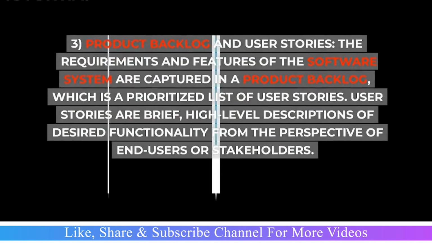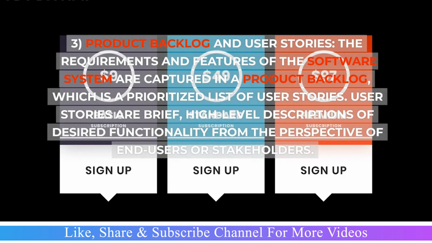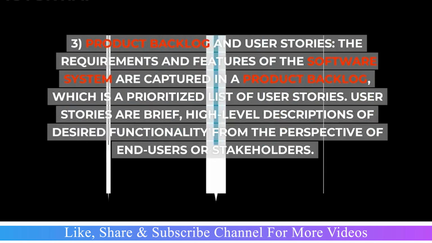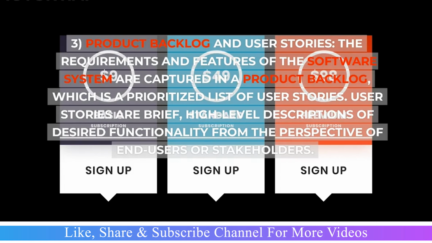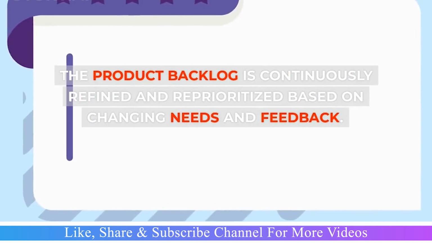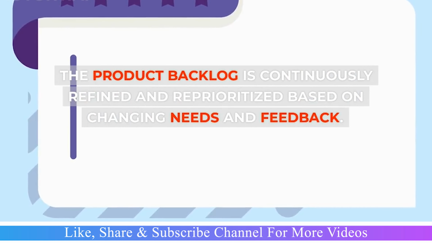3. Product backlog and user stories. The requirements and features of the software system are captured in a product backlog, which is a prioritized list of user stories. User stories are brief, high-level descriptions of desired functionality from the perspective of end users or stakeholders. The product backlog is continuously refined and reprioritized based on changing needs and feedback.